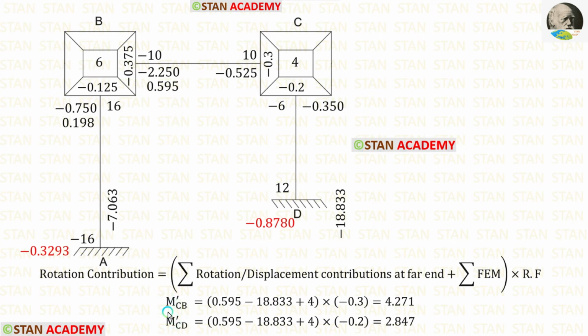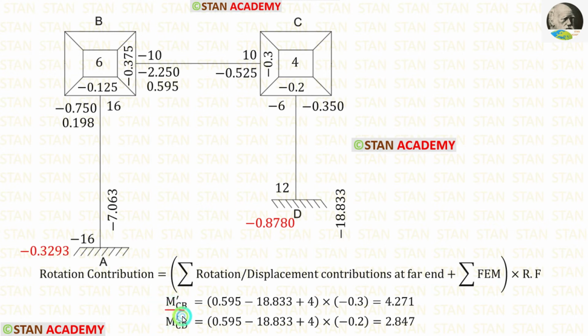Now let us find M dash CB. The rotation contribution at point B is 0.595. The displacement contribution at point D is minus 18.833. The summation of fixed end moments is 4. The rotation factor for CB is minus 0.3. After the calculation, we are getting 4.271.